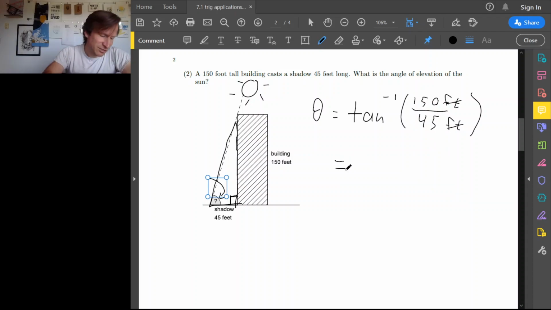So now we can dump this into a calculator. So inverse tangent of 150 divided by 45. And my calculator happens to be in degree mode at the moment, which is fine, 73.3 degrees. All right.